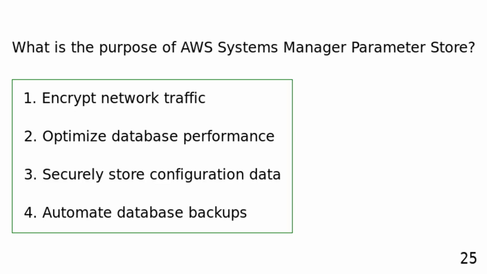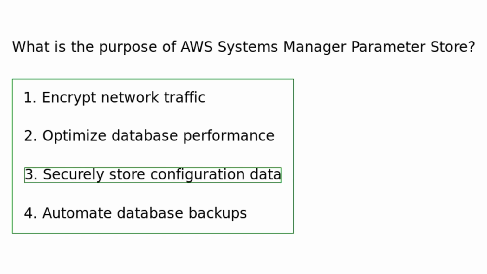control. What is the purpose of AWS Systems Manager Parameter Store? Encrypt network traffic. Optimize database performance. Securely store configuration data. Automate database backups. Parameter Store in AWS Systems Manager allows you to securely store configuration data such as passwords, database strings, and license codes, making it easier to manage and access sensitive information.